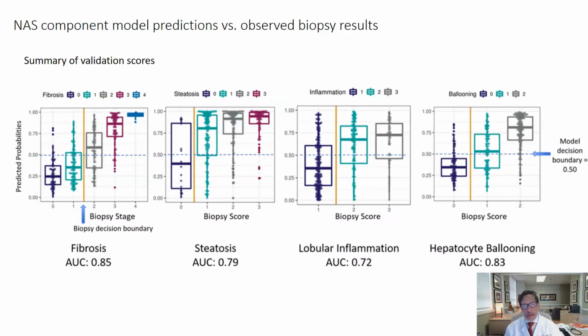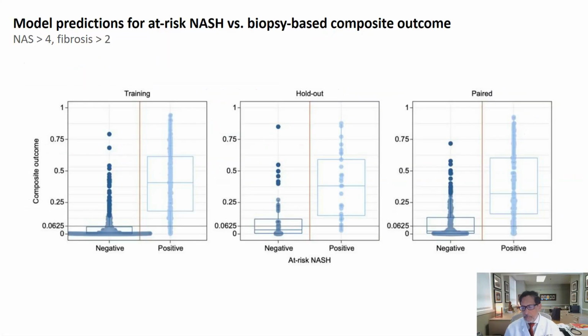And these are the data for the NAS component predictions and the observed biopsy results. We're drawing the line over here with the biopsy stage on the x-axis and the predicted probabilities. So you're looking at the fibrosis piece over here, and you can see on the right that most of this data are above this predicted probability line. Similarly for steatosis, inflammation, and also for ballooning, there's a little bit of a tail over here. So all of this actually looks really encouraging, because here's one platform that's giving us a readout on multiple histologic aspects of the disease.